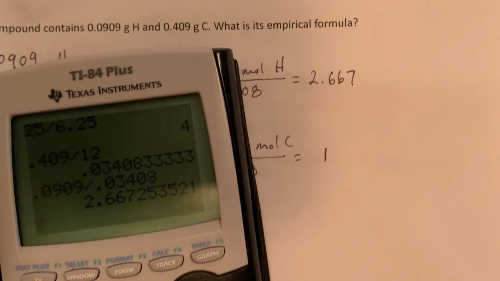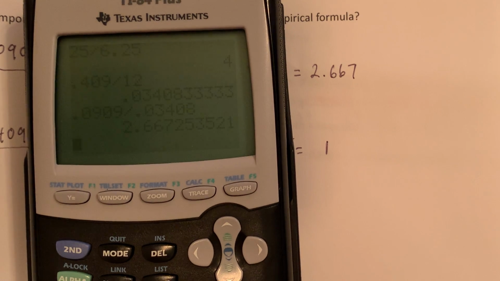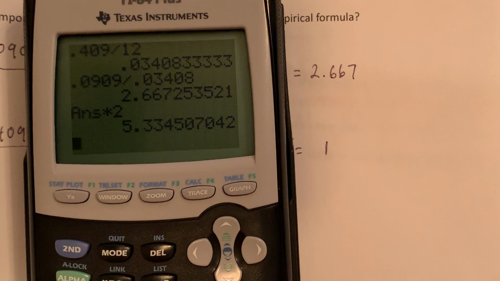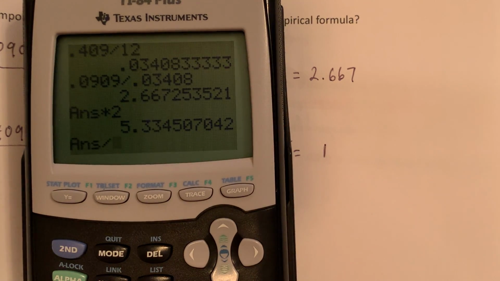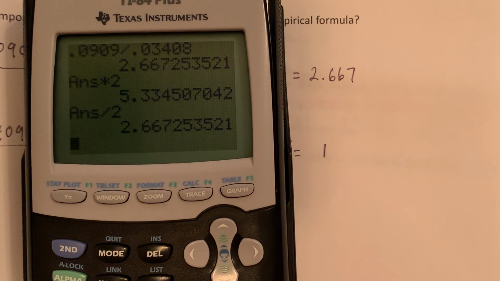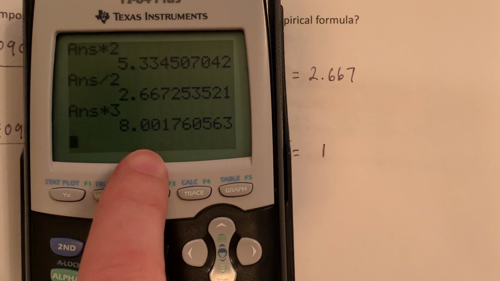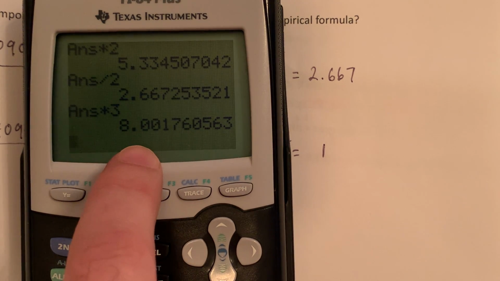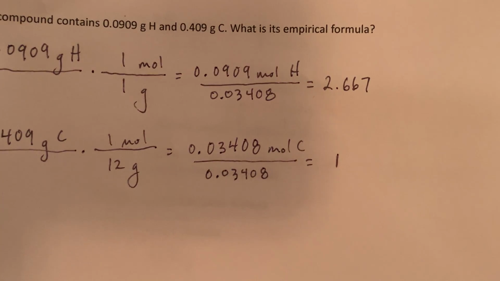So if you take the 2.667 times 2, that gives us 5.33. Is that close enough to round? No, it's not within a tenth, so that's not going to work. All right, what if we multiply by 3? Well, that's 8.001. That's close enough to round. That's within a tenth. So we would want to multiply by 3.